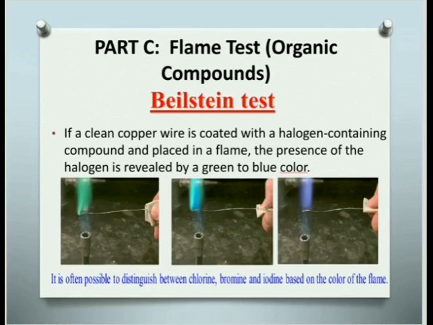Part C, flame test, organic compounds. Beilstein test. If a clean copper wire is coated with a halogen containing compound and placed in a flame, the presence of the halogen is revealed by a green to blue color. It is often possible to distinguish between chlorine, bromine and iodine based on the color of the flame.